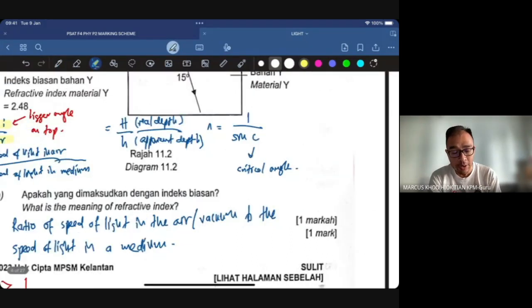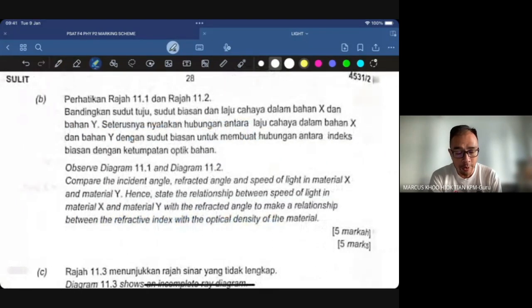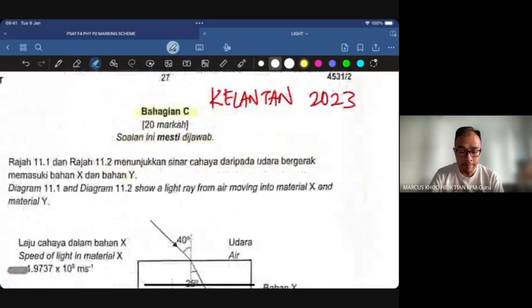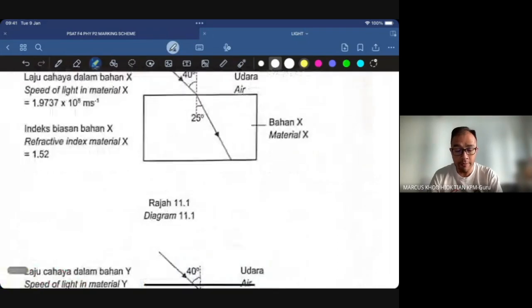So 11.1, 11.2, compare the incident angle, refracted angle, speed of light. 1, 2, 3. Hence state the relationship between the speed of light in X and Y with the refracted angle to make a relationship between the refractive index and the optical density. There's a lot of stuff going on here. So let's take a look. Incident angle. Since both are at 40 degrees.